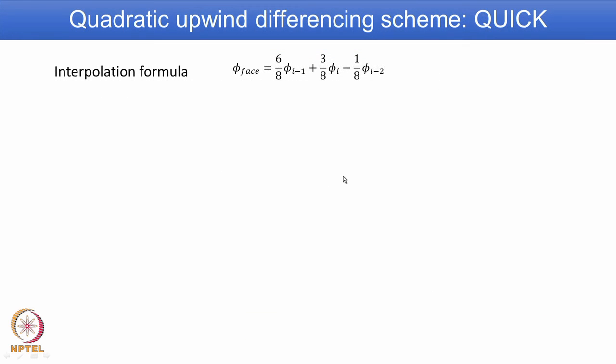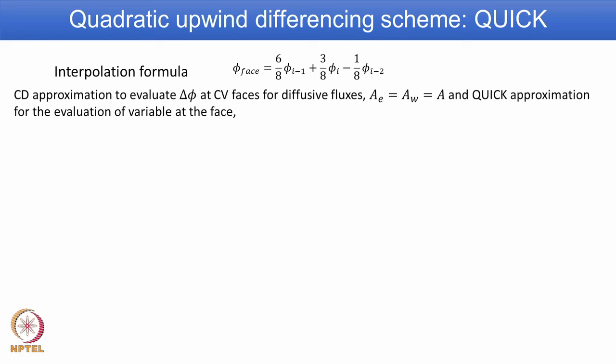Now, we write down the generic formula for phi at any face as shown here. As I already mentioned, in this formula the subscript I represents the immediate downstream node, and I minus 1 and I minus 2 are upstream. The CD approximation is used to evaluate delta phi at the CV faces for the diffusive flux, because in this problem we have a convection term as well as a diffusion term, and for the diffusion term we will use only a central difference type approximation, and we already did that in detail. Again, for this problem the area is the same, so AE is equal to AW. Now we are using the QUICK scheme approximation for the evaluation of the variable at the face.